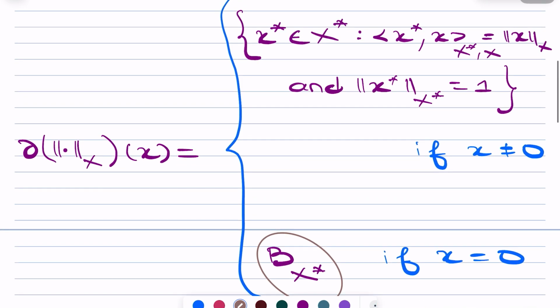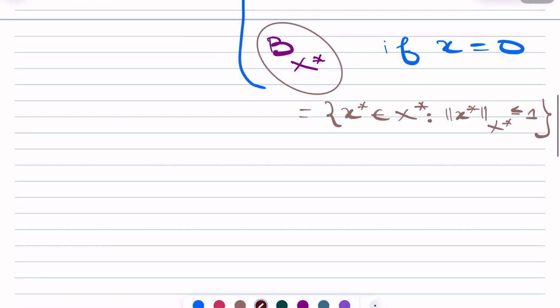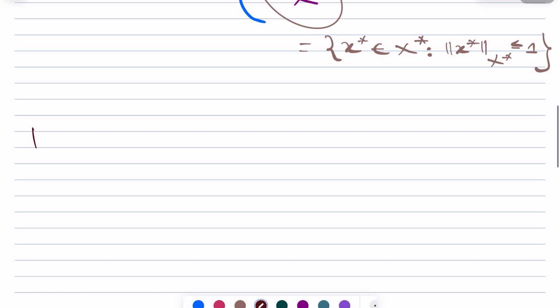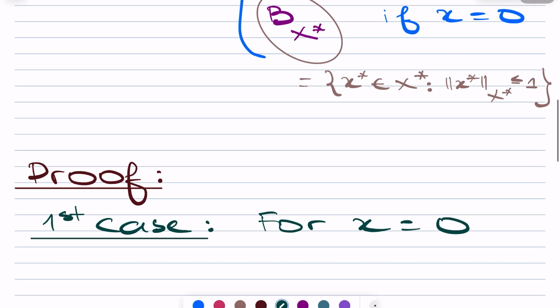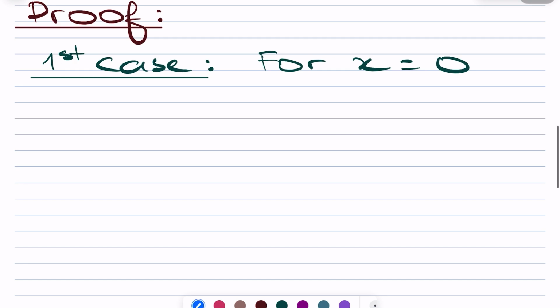Okay, so let's prove this. Proof. We will start with the easier case. So the first case, you consider the case where x is equal to 0. Our goal is to show that the convex subdifferential of the norm function at the point 0 is equal to the closed unit ball. We don't need to use double inclusion, so we can even go directly.